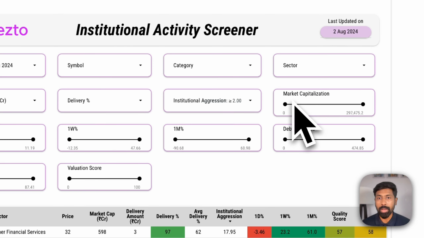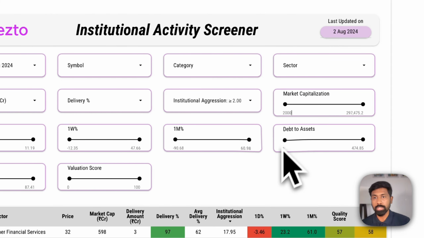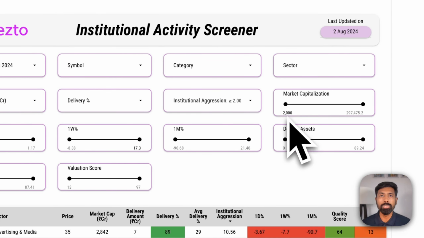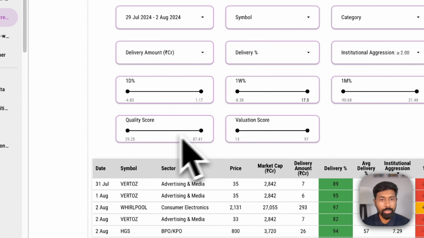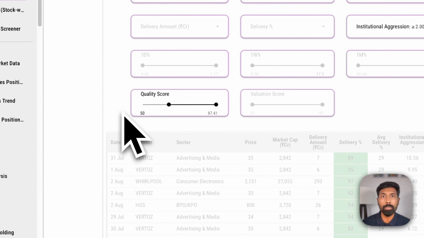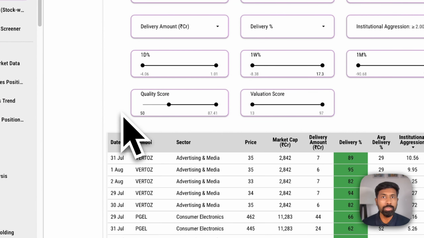Below that, you will find a market cap filter. So let me put a market cap of 2000 crores or higher. We have set the lower limit to be 2000 because below 2000 usually the stocks are not so liquid. And we also set the quality score to be 50. Quality score is the fundamental score, the performance score of the stock, whether it is a good stock or not. So let us set a score of 50 or above, minimum 50.